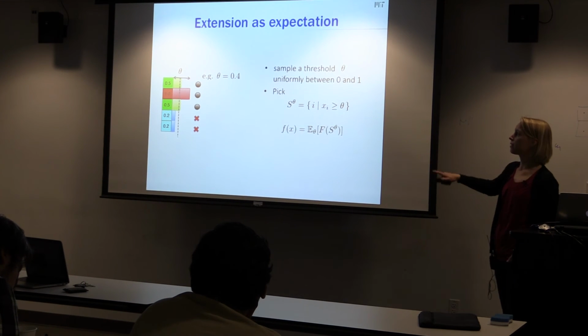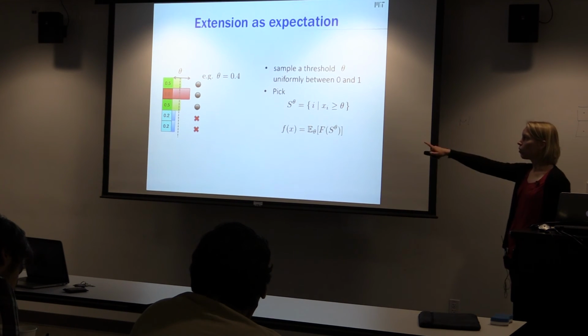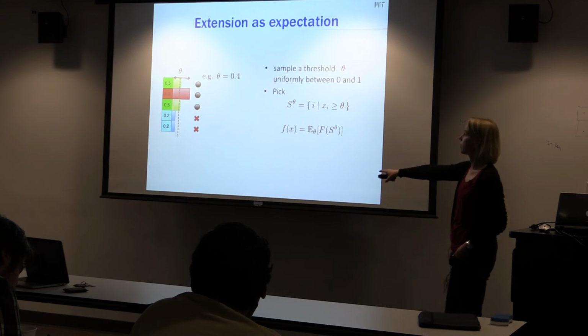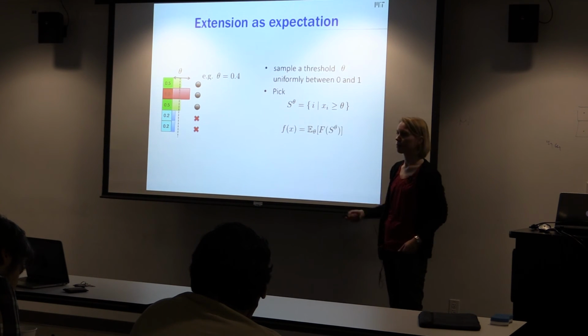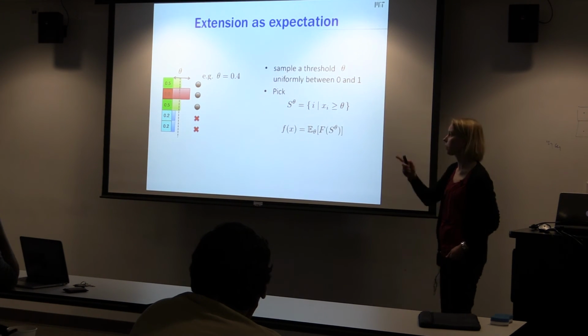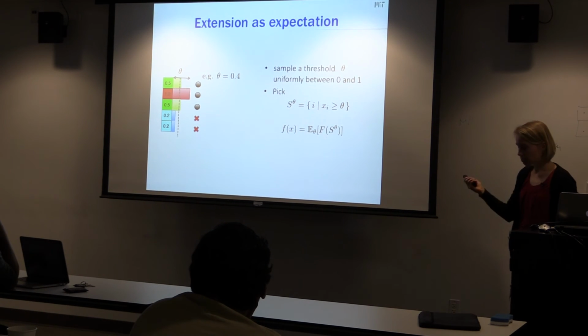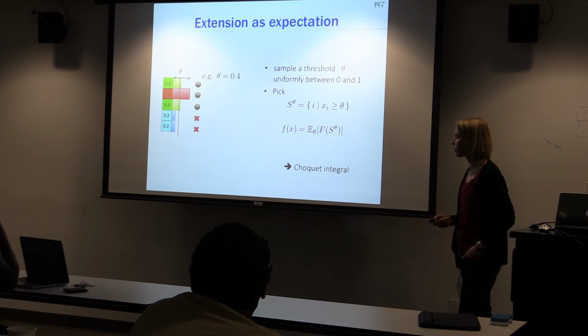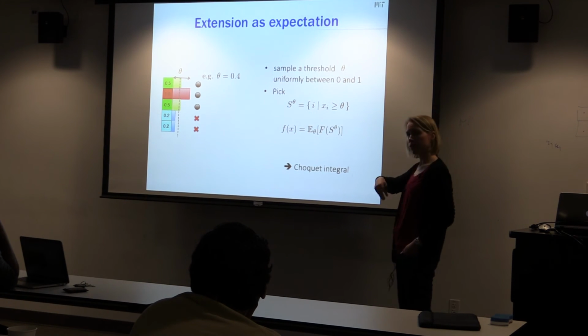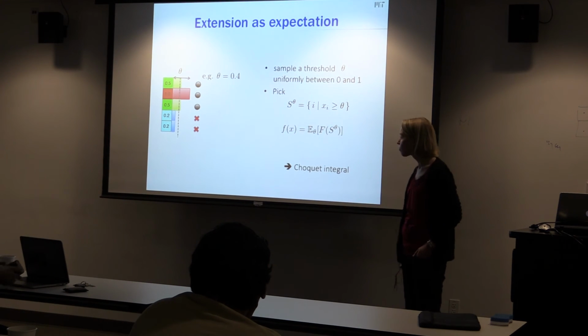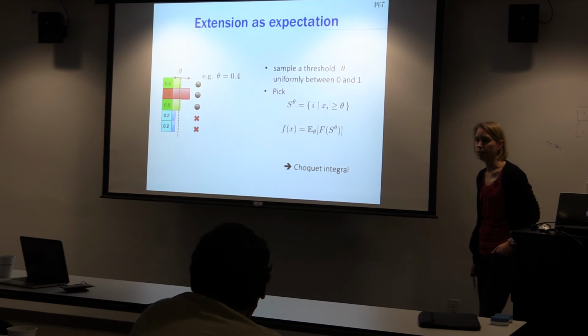And now my extension is the expectation over f evaluated at these random sets, with theta being uniform. And this representation can be written as an integral. So this Lovász extension that I just defined is equivalent to what's called the Choquet integral of that set function.